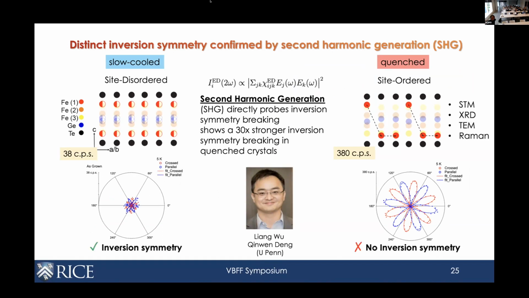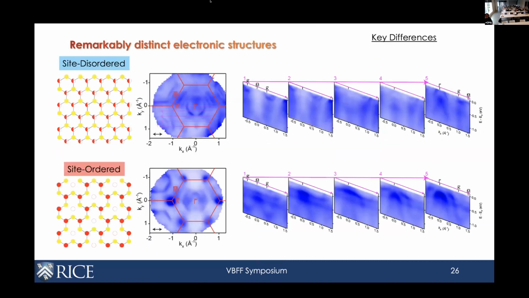We've done other techniques, but I won't have time to talk about them. So the punchline is that if you stare at the band structure here, they're completely different. And there are 2 key features that are different. In the site ordered phase, we see these very flat states across most of the Brillouin zone. In the other case, we don't. So that's difference number 1.